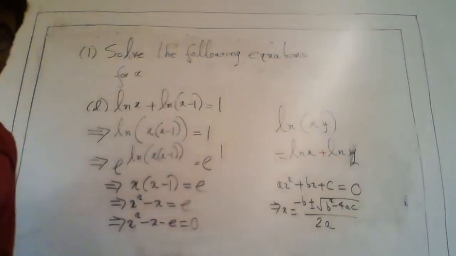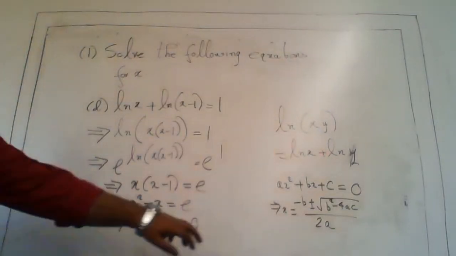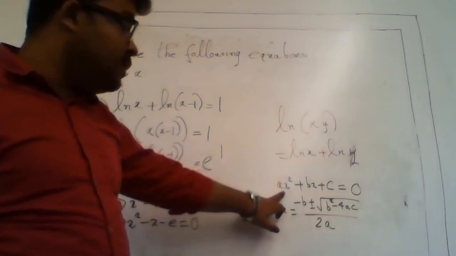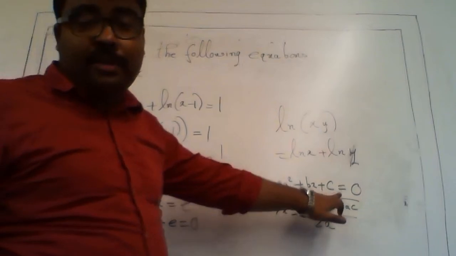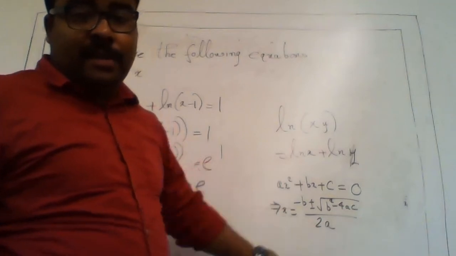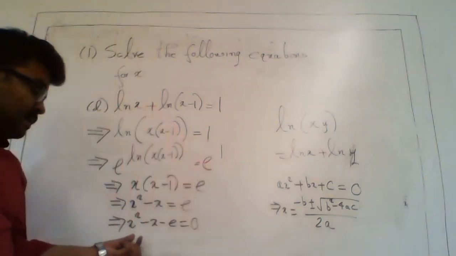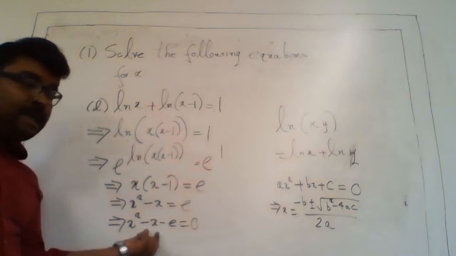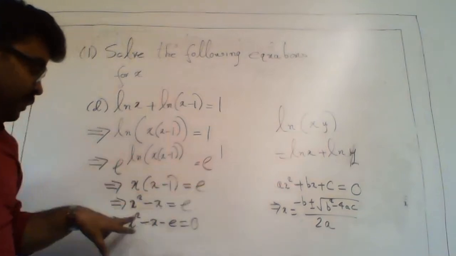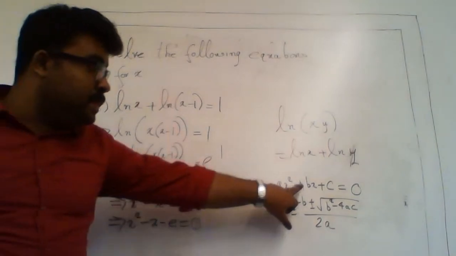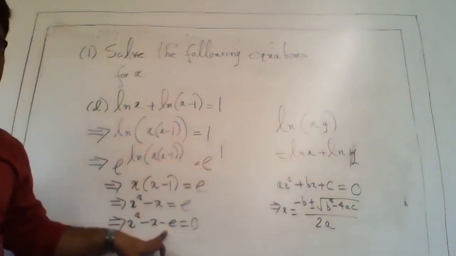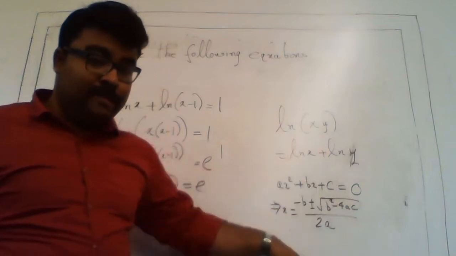This is the formula by which you solve a quadratic equation. If you know that a quadratic equation has this form, you know the coefficient of x squared, the coefficient of x, and the constant term. You can just put the values of a, b, c and solve it. So here also you have a similar quadratic equation. Compare it with this. What is the value of a here? The value of a here is 1. The value of b here is minus 1, and the value of c here is minus e. So just put down these values and find out the value of x.